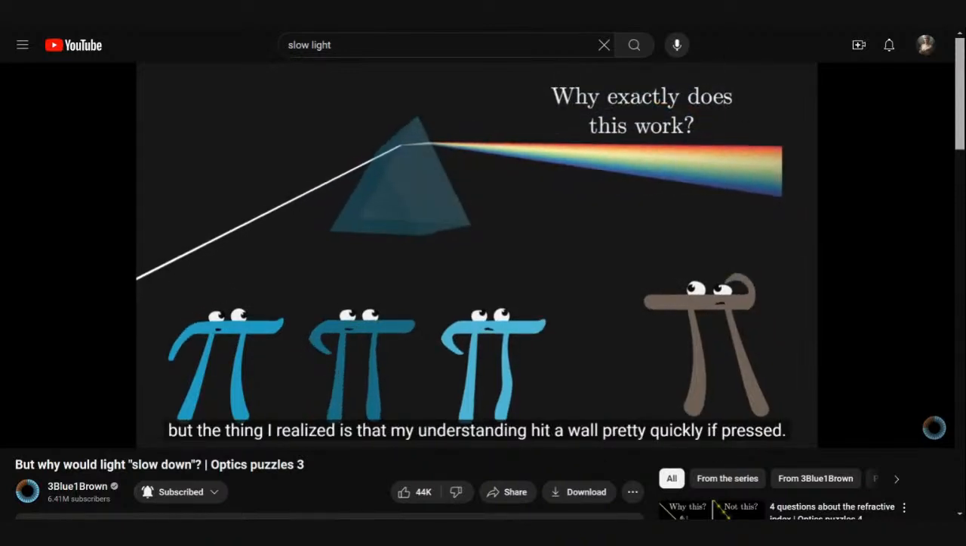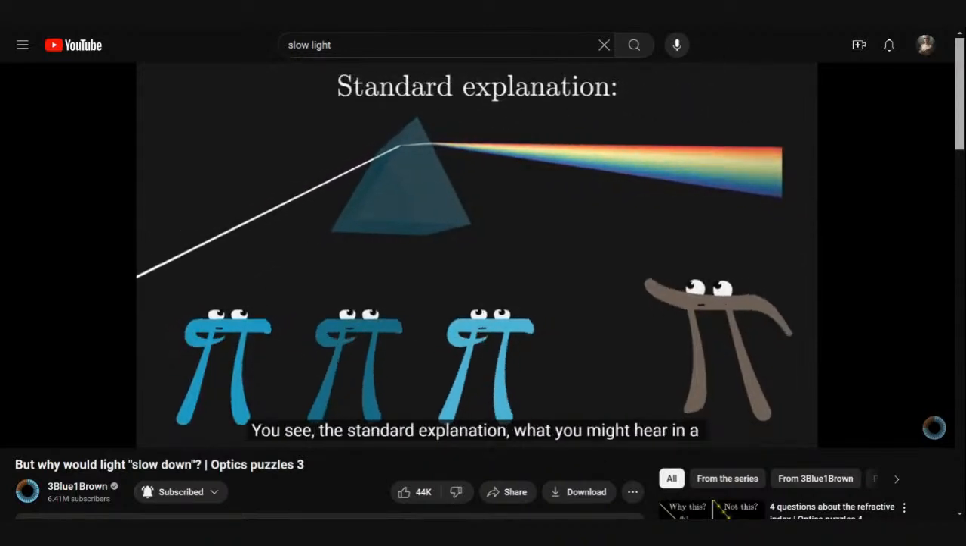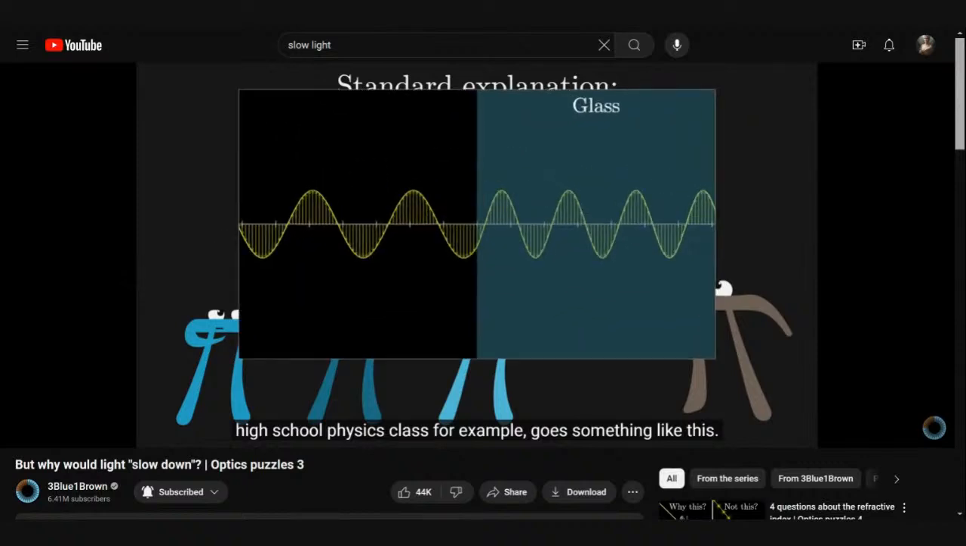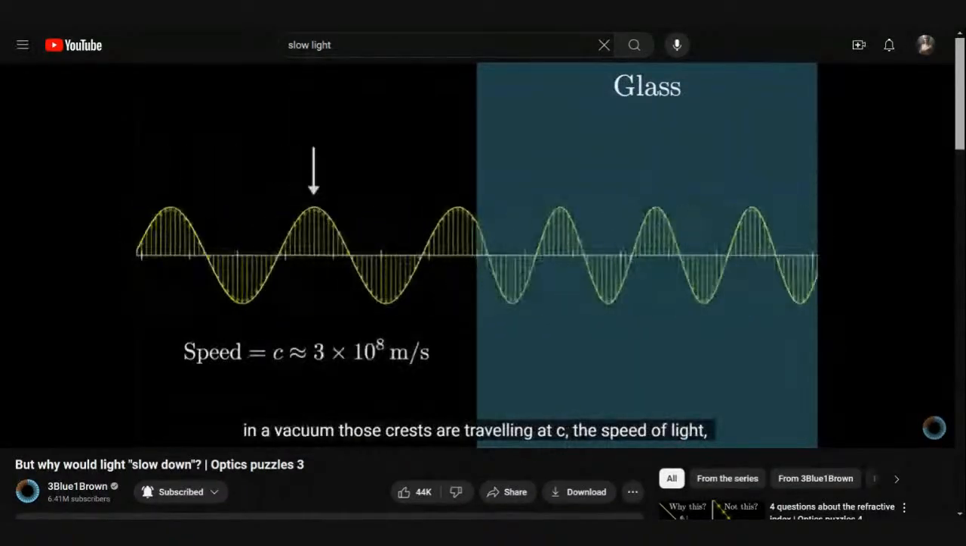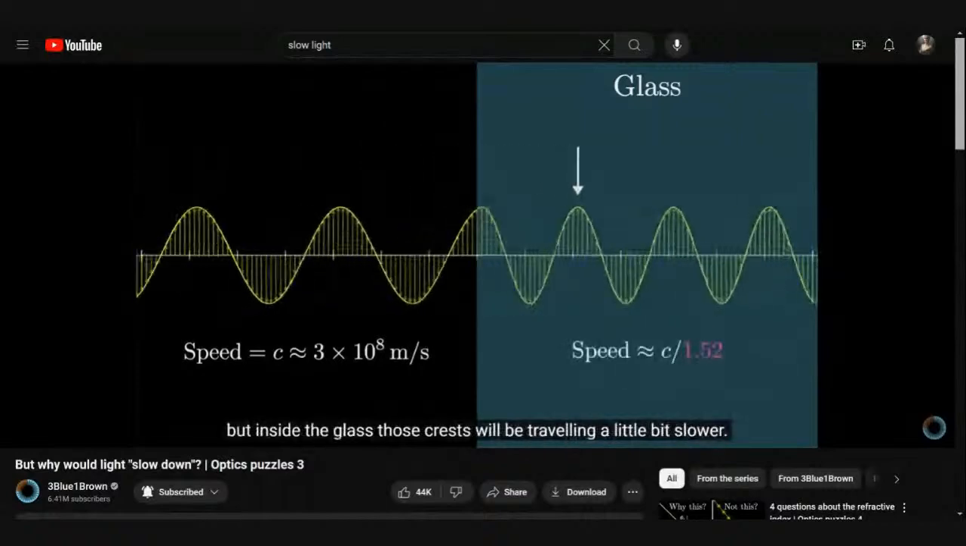But the thing I realized is that my understanding hit a wall pretty quickly if pressed. You see, the standard explanation, what you might hear in a high school physics class, for example, goes something like this. When light enters a medium, like glass, it slows down, in the sense that if you look at the crests of the wave, in a vacuum, those crests are traveling at c, the speed of light, but inside the glass, those crests will be traveling a little bit slower.